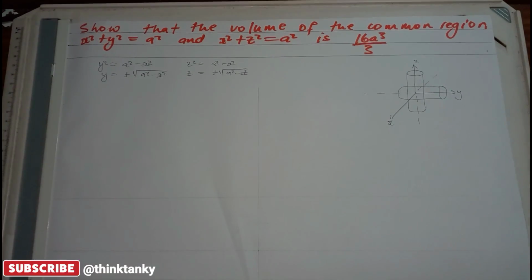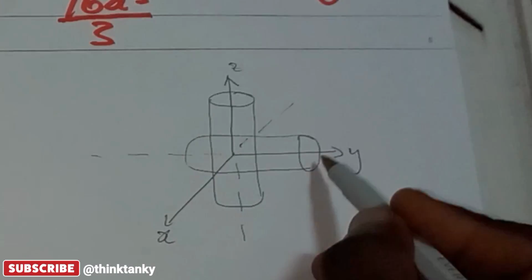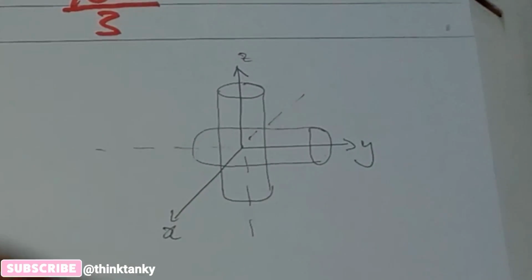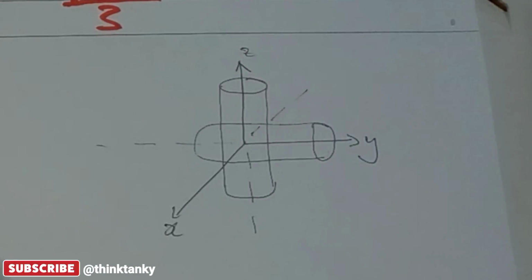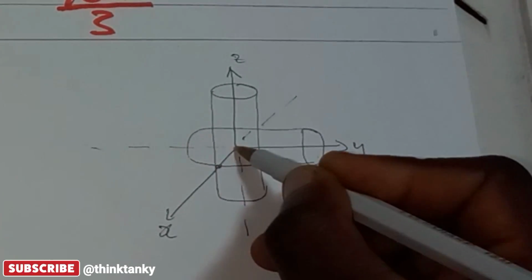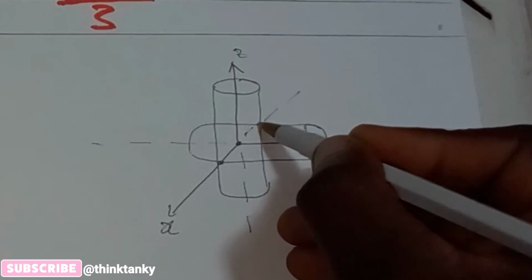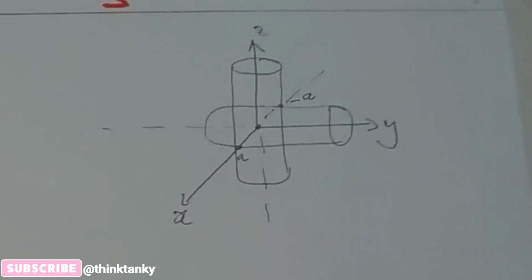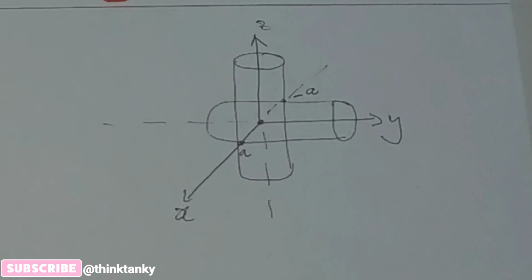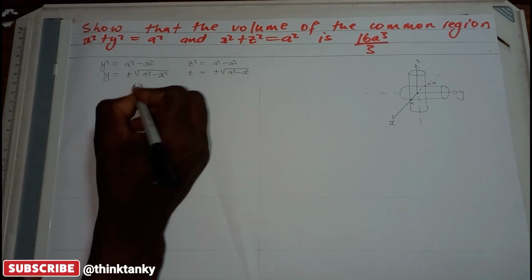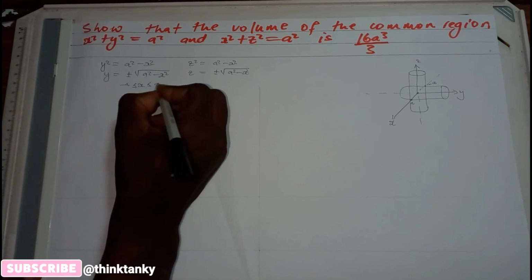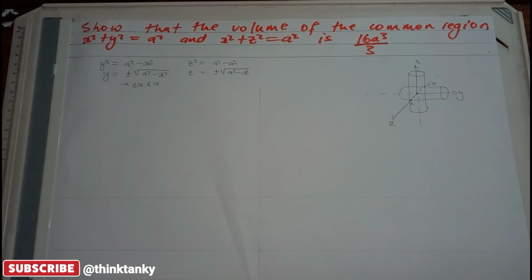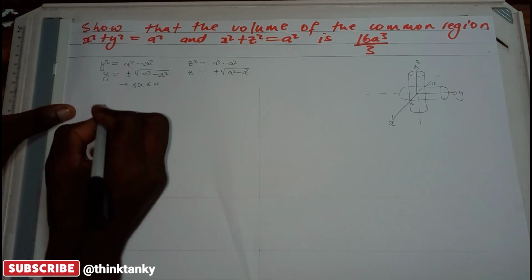Now I want to find the x limits. If we take a closer look, this cylinder has a radius of a, and this cylinder also has a radius of a. So the distance from 0 to a is a, but this is going to be negative a, and this is going to be positive a. So that means my x limit ranges from negative a to a. Now we can perform a triple integral.